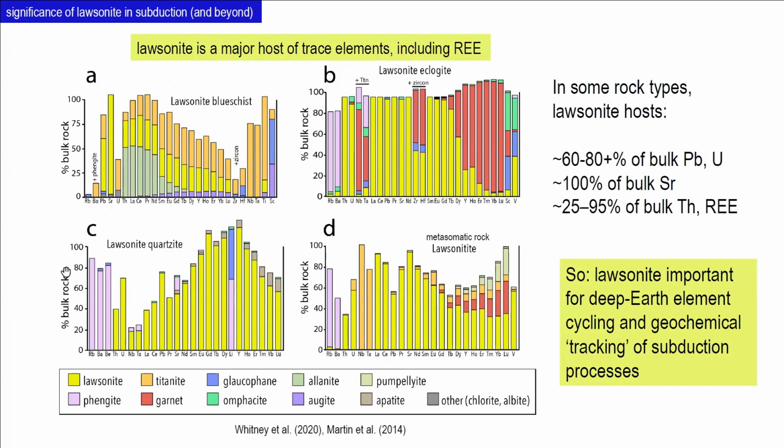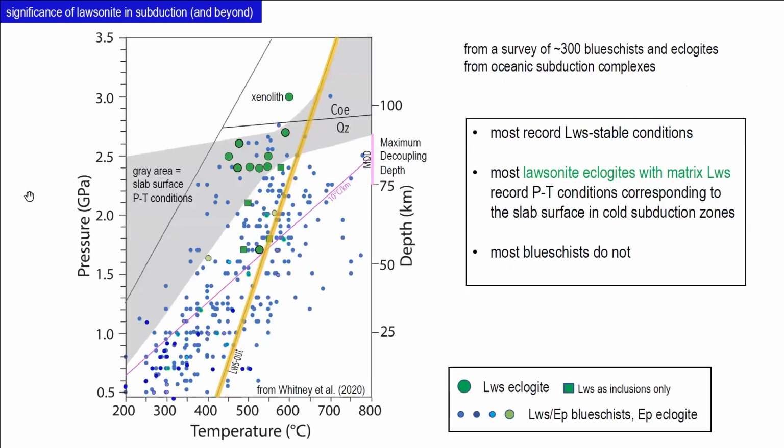Lawsonite is also a major host of other elements that are important, both for element cycling in the earth, as well as tracking various processes through subduction to mantle to arc and continent. Depending on what other minerals are present in the rock, it contains large amounts of lead, uranium, strontium and other important trace elements. So all these yellowish colors here, depending on rock type, are elements that are in lawsonite.